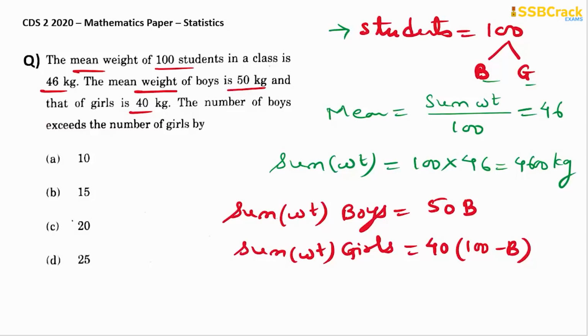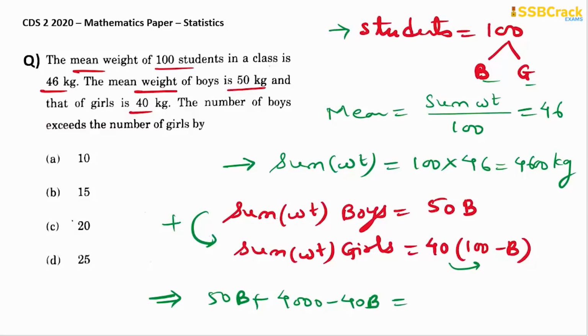So now what do we know? If you add together the sum of weights of boys and the sum of weights of girls, you will get the total weight. So here it's a simple equation to solve: 50B plus 40 into 100, that is 4000, minus 40B is equal to the total we have, 4600.